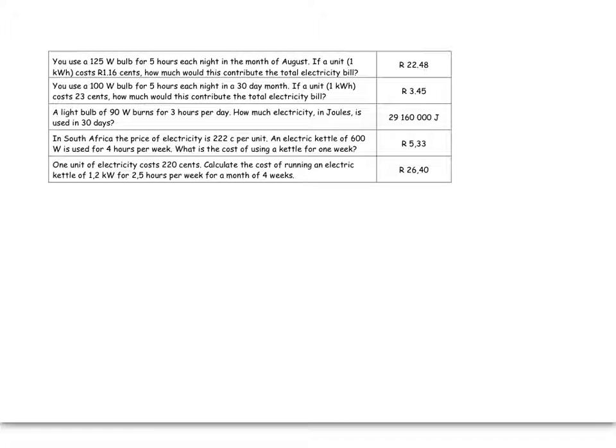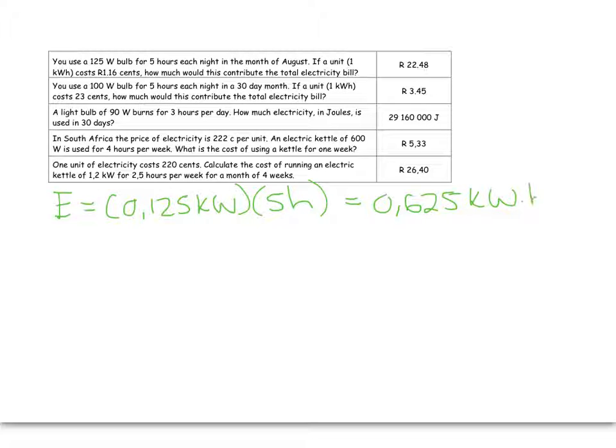If you use a 125 watt bulb for 5 hours each night for the month of August, and if a unit, which is 1 kilowatt hour, costs R1.16, how much would this contribute to the total bill? So the first thing to do is to find out how many kilowatt hours you're using. So you're going to say that the energy is equal to 0.125 kilowatts multiplied by 5 hours, and that's going to land up being 0.625 kilowatt hours.